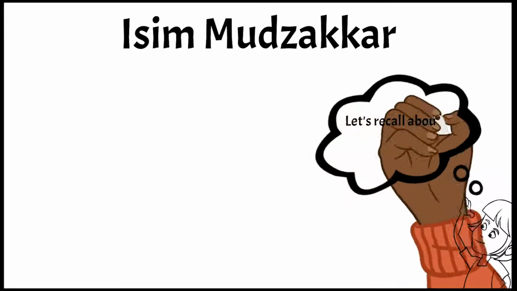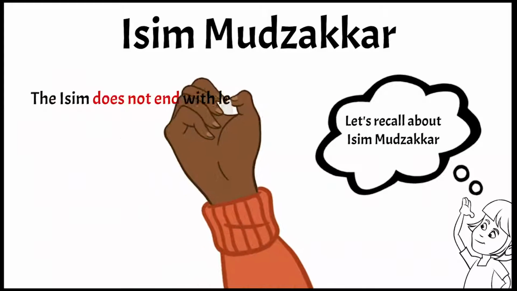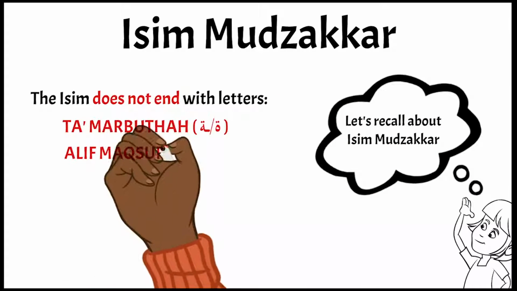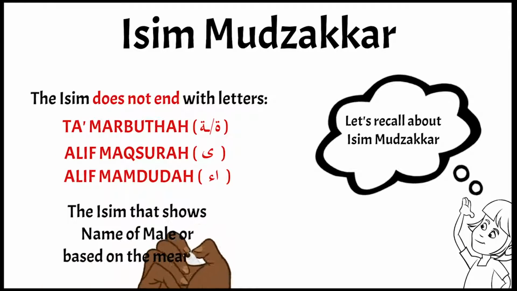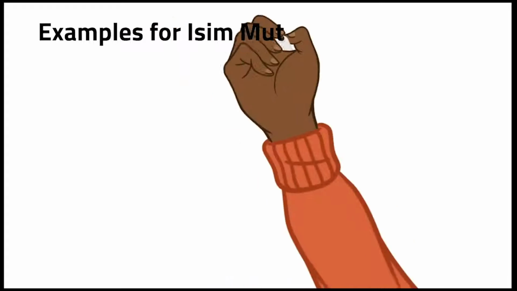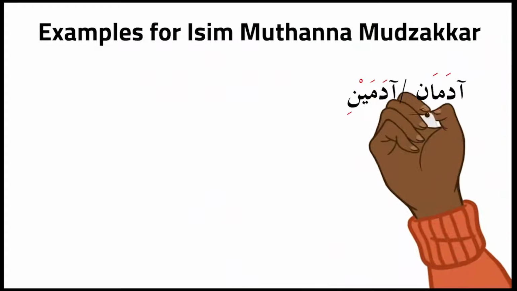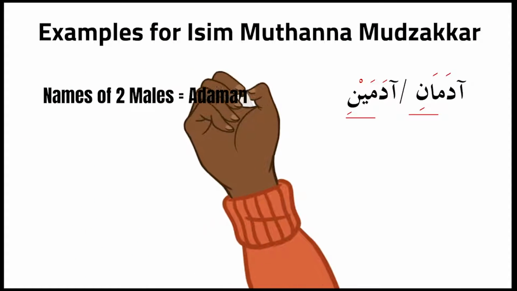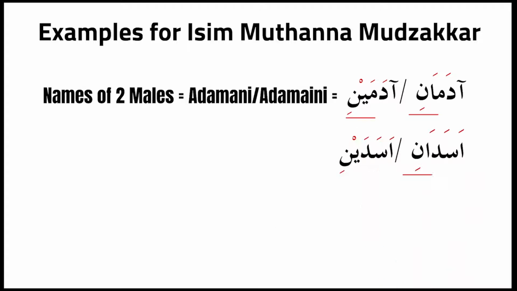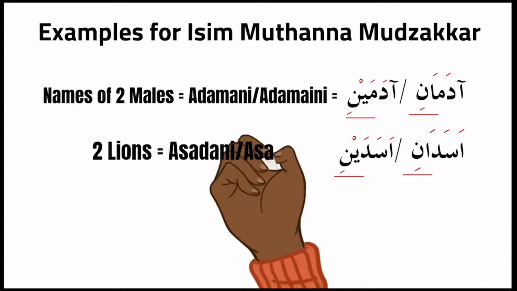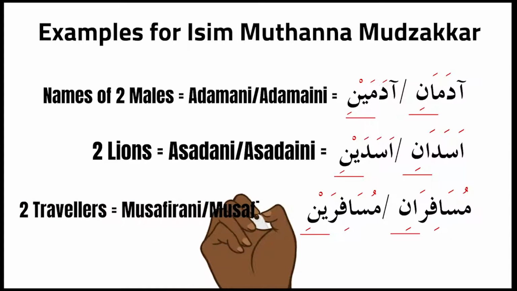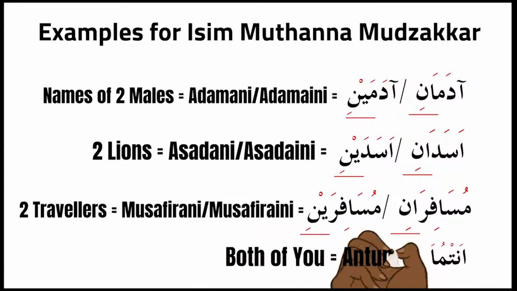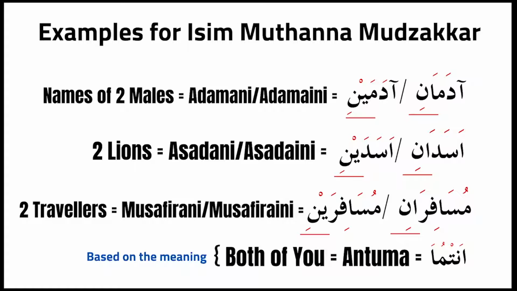Let's recall about Isim Mudhakkar. The ism does not end with letters تاء مربوطة, ألف مقصورة, ألف ممدودة. The ism that shows name of male or based on the meaning. Examples for Isim Muthanna Mudhakkar: names of two males, آدمان, آدمين. Two lions, أسدان, أسدين. Two travelers, مسافران, مسافرين. Both of you, أنتما, based on meaning.